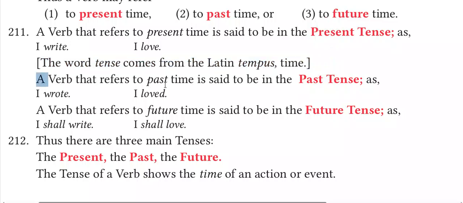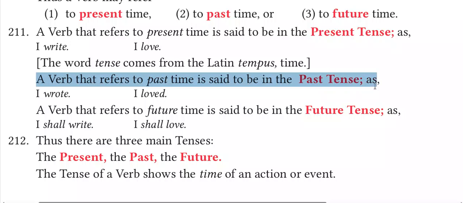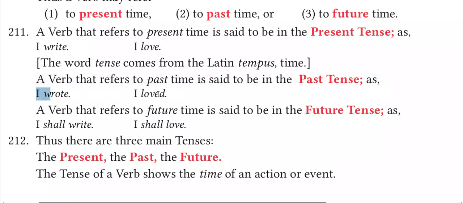A verb that refers to past time is said to be in the past tense. So whenever any action happened in the past, if we are talking about that, it will be considered in past tense. For example, I wrote, I loved, I ate, I looked, I taught. Whenever we are making the past tense of the sentence or the verb, we need to use the past form of the verb, meaning the second form of the verb.